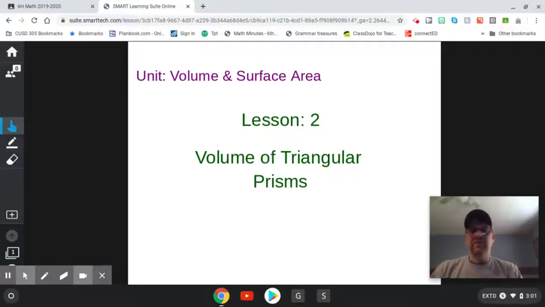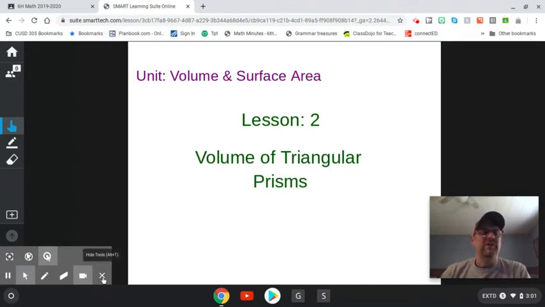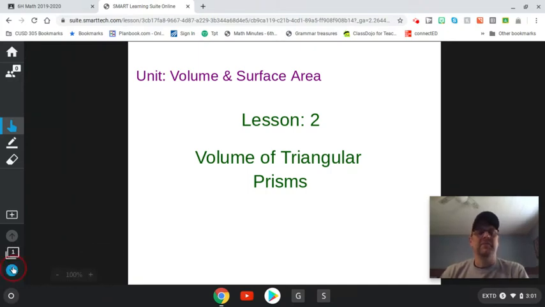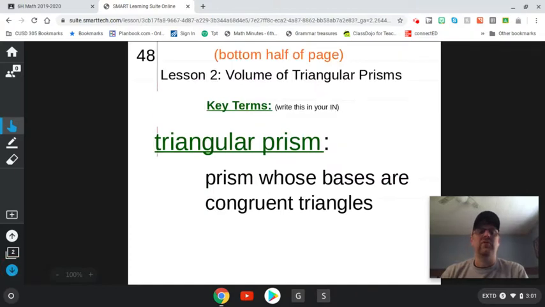All right, today we're going to learn about volume of a triangular prism. Start off, we need to look at what a triangular prism is. A triangular prism is just a prism whose bases are congruent triangles. So once again, congruent meaning same size, same shape. So it's a prism with triangles at the base and at the top and bottom.